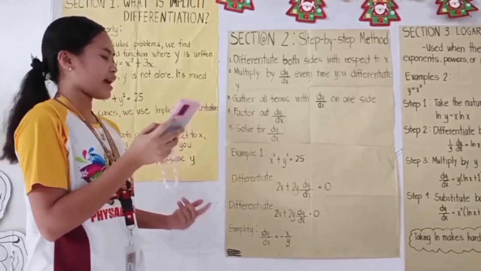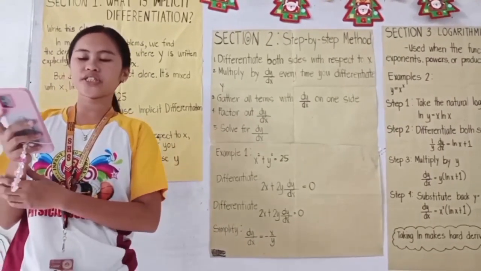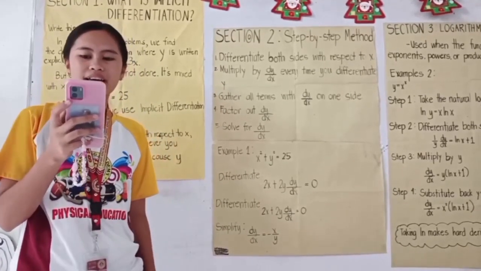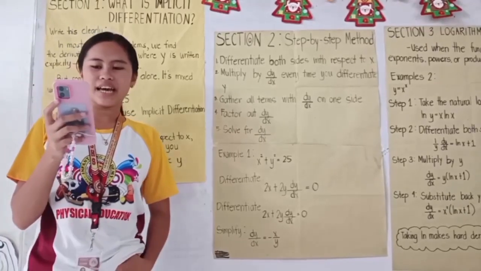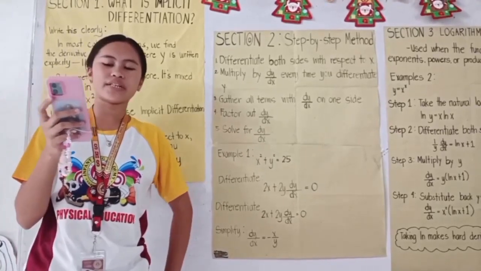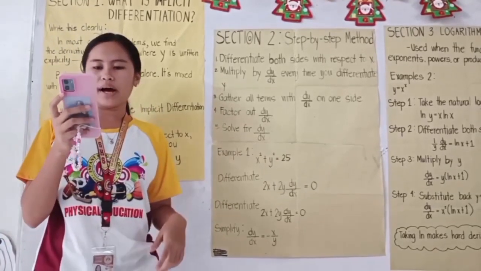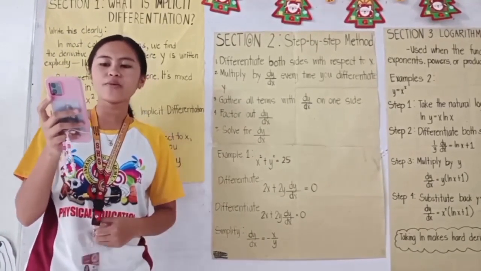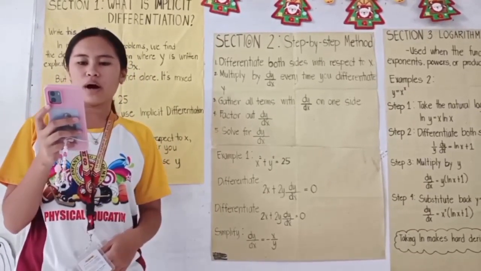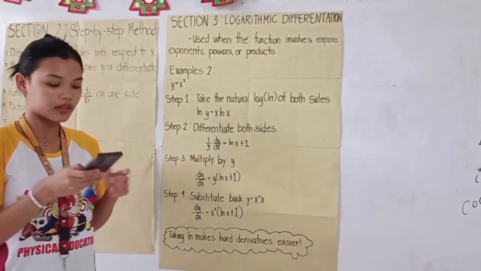So, given x squared plus y squared equals 25, we differentiate both sides to get 2x plus 2y dy over dx is equal to 0. So, solving for dy over dx, we get negative x over y. That means the slope of the circle at any point depends on both x and y. Let's move on to logarithmic differentiation.